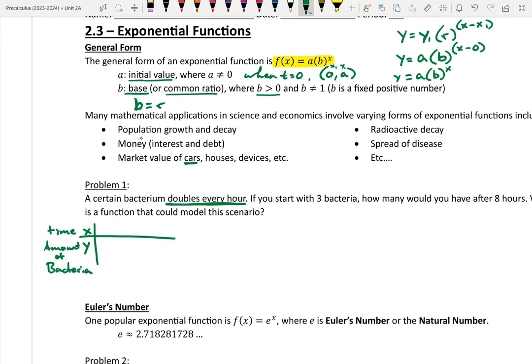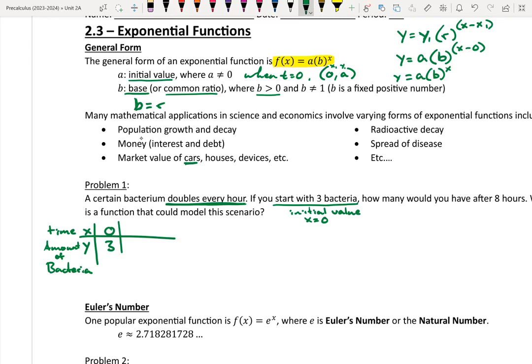So it says we start with 3 bacteria. Now that would be our, again, initial value. And as we said above, initial values happen when x equals 0, when time equals 0. So in this case, at time equals 0, at our starting moment, we haven't started counting time yet for this situation. So at time, or x equals 0, we have 3 bacteria.